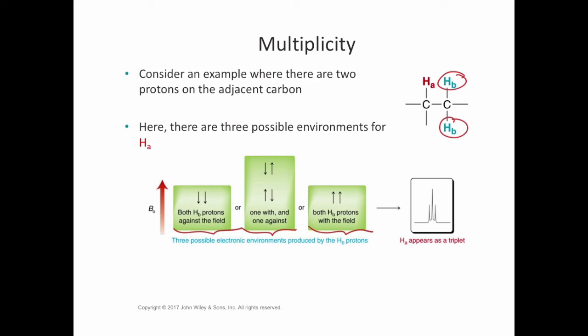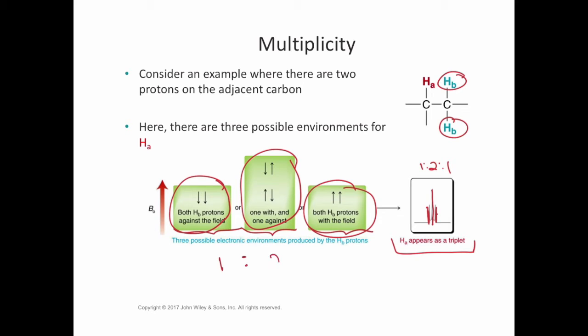So as a result, depending on whether HA is experiencing this scenario or that scenario, it will experience a slightly different external magnetic field, and therefore it will show up as a triplet. Now notice the height of the triplet is 1 to 2 to 1. This is 1/2 the height of the middle, and this is 1/2 the height of the middle as well. That's because the statistical distribution of these three scenarios is 1 to 2 to 1.